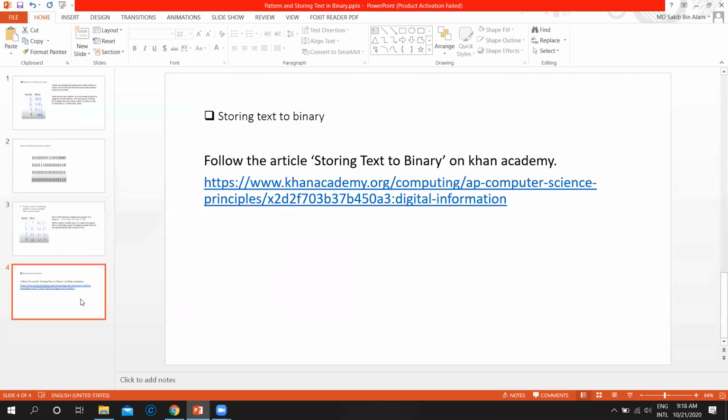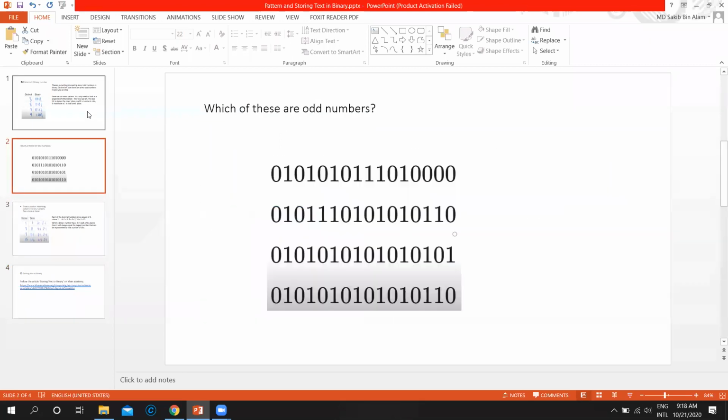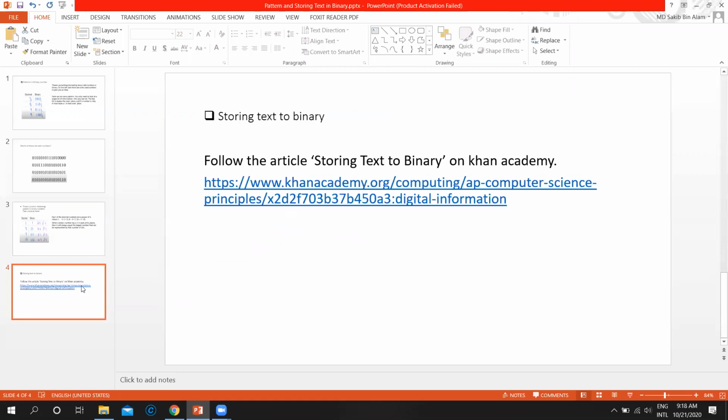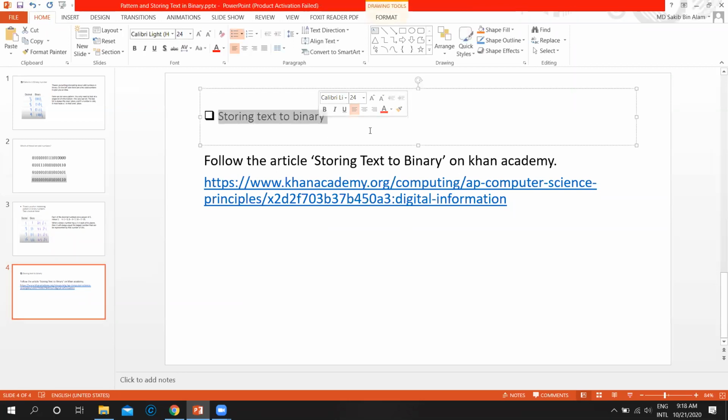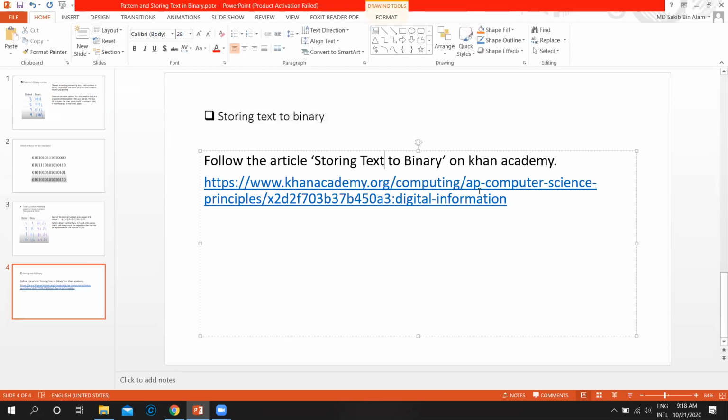Okay, now you have some idea. Now we will go for another concept. This is a very important concept. We now have a really good idea about numbers, and we already know how our computers or mobiles process numbers in their own way, with 0 and 1. Now you will learn how a computer actually processes text. Here I have given a link to the article. If you go there, you will get everything.